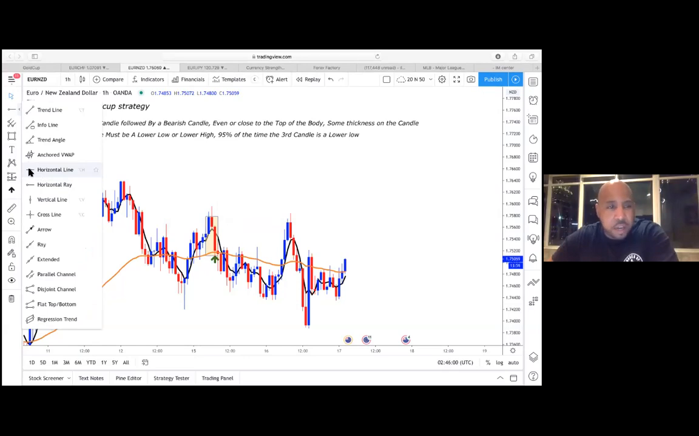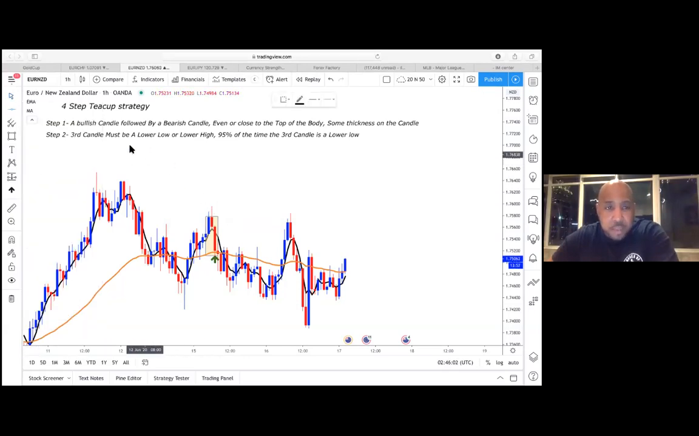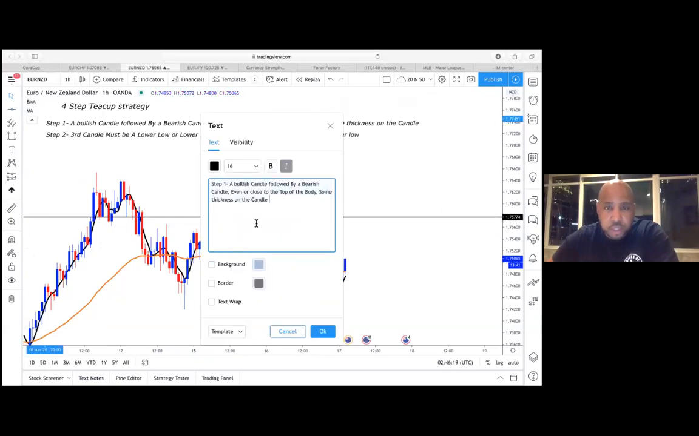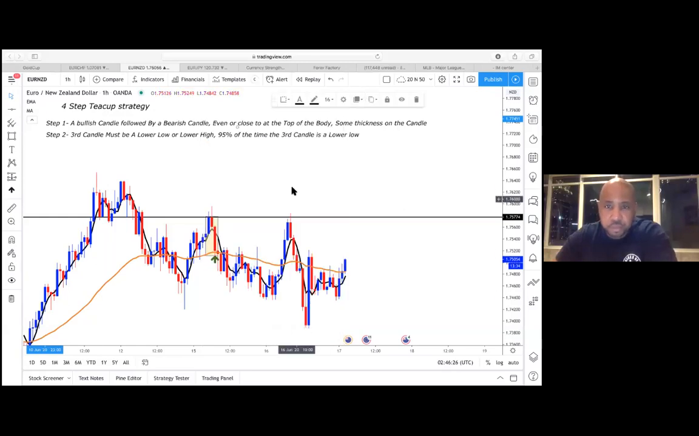So your horizontal line, you're gonna click on that. And you're gonna place, remember, a bullish candle followed by a bearish candle, even or close to at the top of the body. So now you're gonna place your horizontal line right at the top of the body.